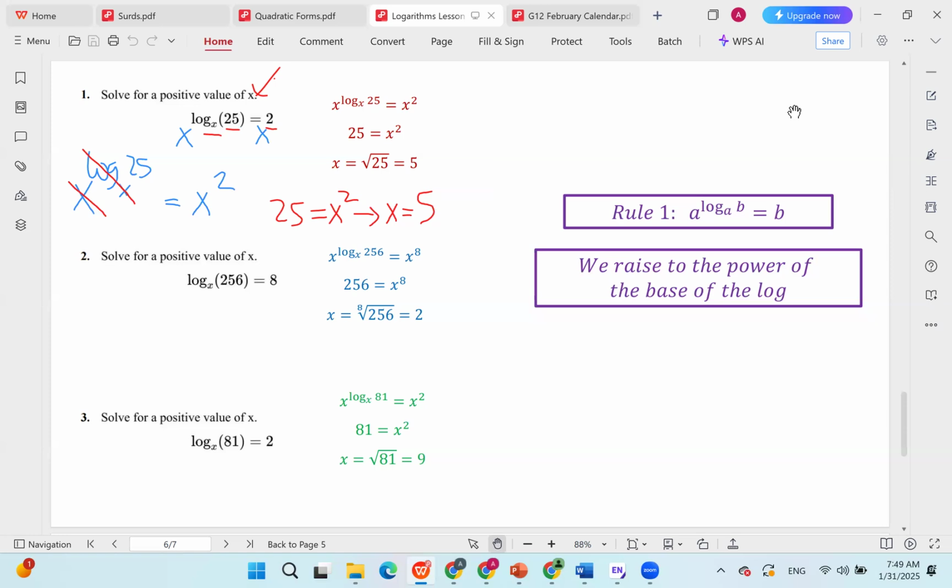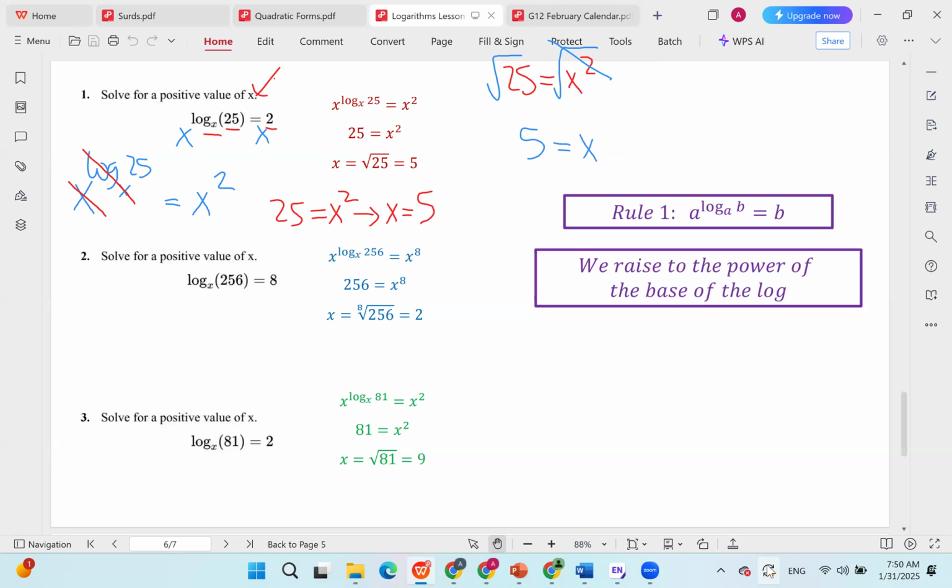How did I get x equals 5? This is another important concept that I would like to discuss with you. So if we have 25 equals x to the power of 2, what we can do is we can take a square root on both sides, and then these cancel out, and we have x on the right, and we have 5 on the left.